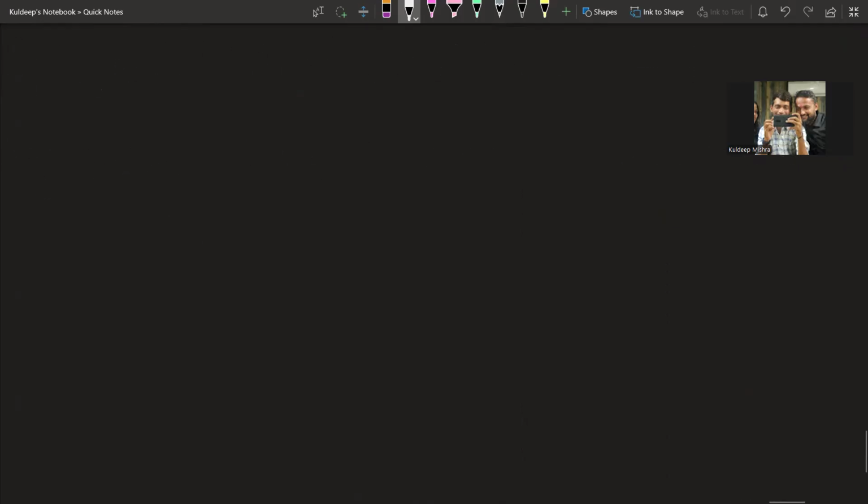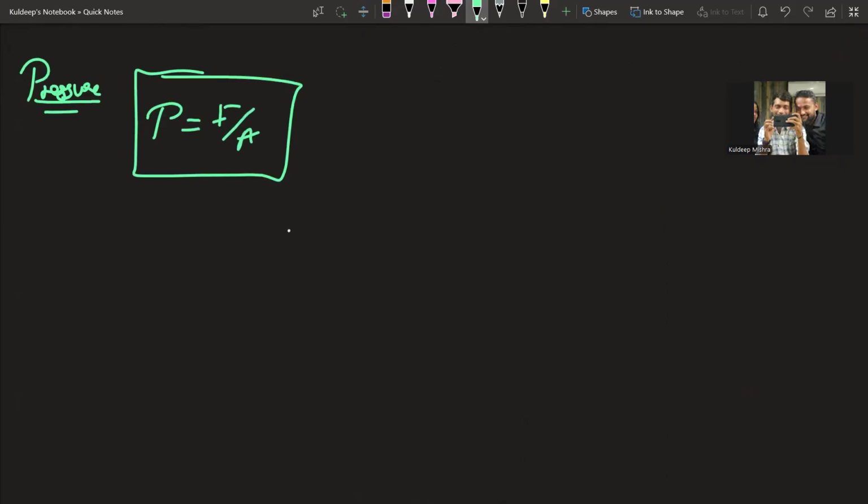Yeah, I think I've covered pretty much of motion. If anything is remaining, I'll come back to it. Then when we talk about pressure, so pressure is obviously force upon area. Unit can be Newton per meter square or pascals. Very important that pressure is a scalar quantity. People think it's a vector quantity, but no, it's a scalar quantity.